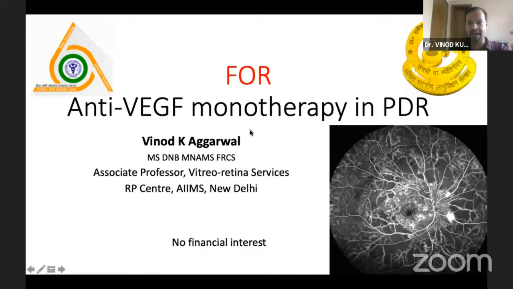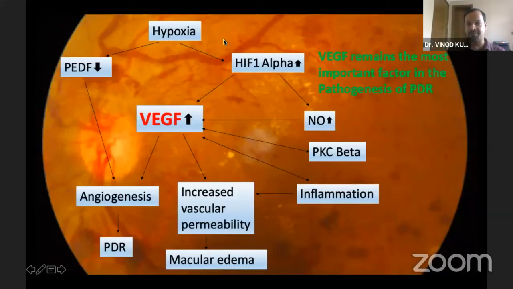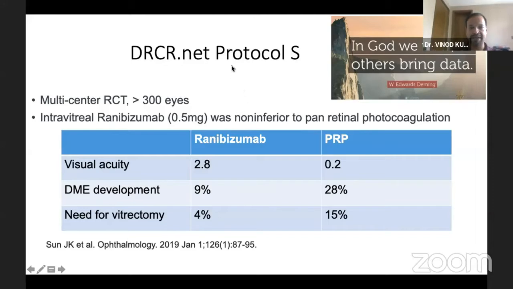So first of all, I would like to thank Dr. Pramod Bhende sir for including me in this interesting debate session, and also for trusting me to defend this difficult topic in today's scenario. So I'll present my view here. We know that VEGF remains the most important factor in the pathogenesis of PDR, and most of the factors which have been described ultimately work through VEGF. So it makes sense to target the VEGF.